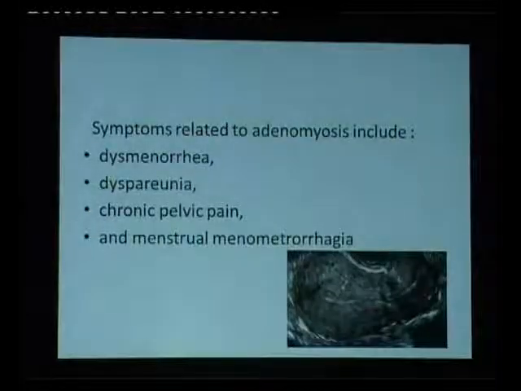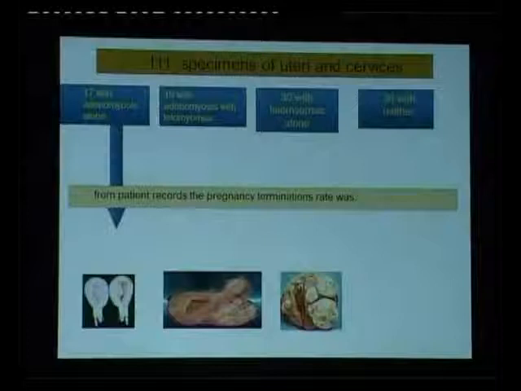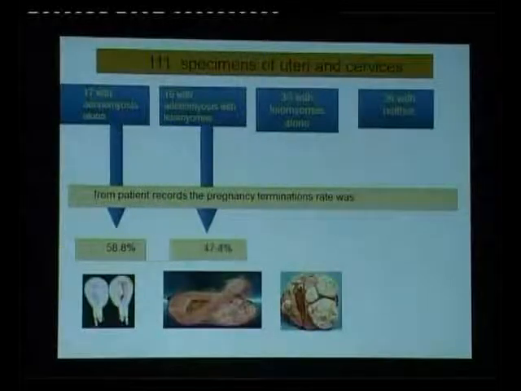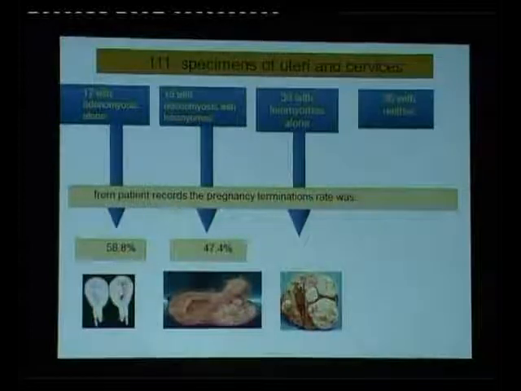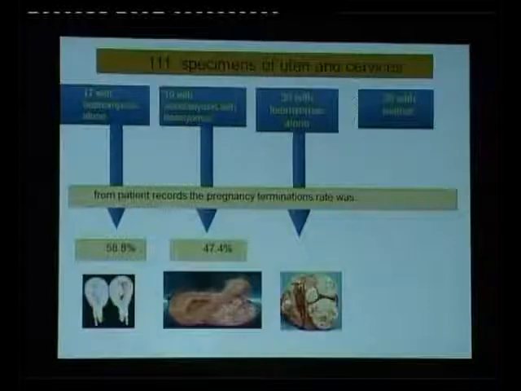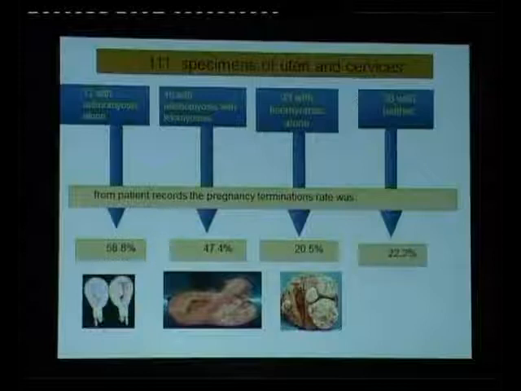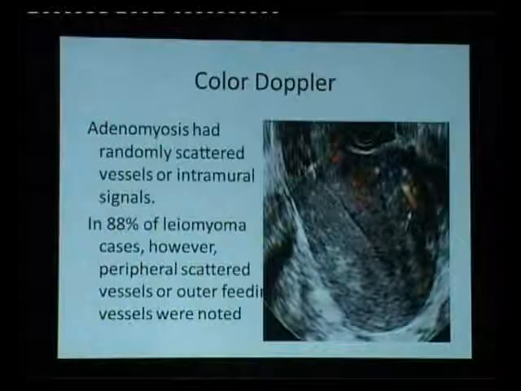Now, symptoms related to adenomyosis we are all very much aware of. Dysmenorrhea is very common, and what is also common is a history of a lot of pregnancies terminating because of the severe pain. This was a small study which showed that pregnancy termination because of pain, and dysmenorrhea, because of adenomyosis is much more common than with fibroids or any other feature.